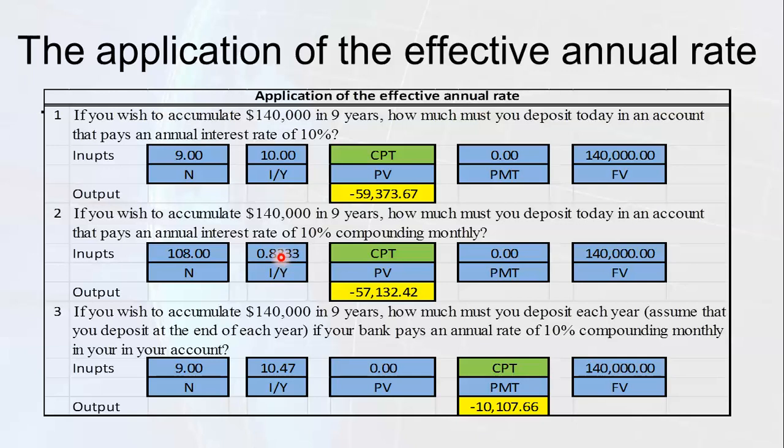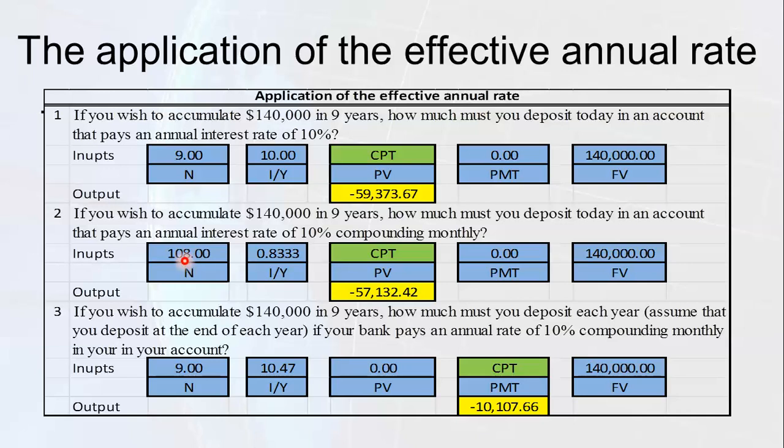effective rate. Okay, so if you convert 10% to monthly compounding, it's going to be 10.47. So you can put that 10.47 here, 9 here, compute PV, still is $57,000. Okay, so again, there is no problem. You don't have to convert your APR to effective APR here. If you want to, you can do that here, but you don't have to because you can convert N to year to monthly.